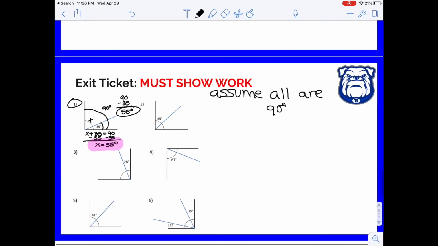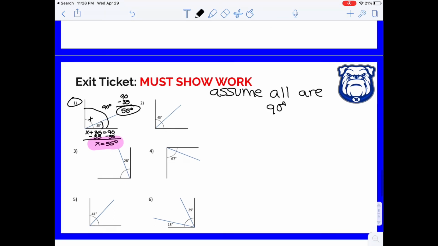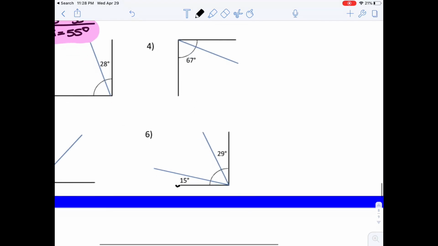Okay? You need to do that with 2, 3, 4, 5, and 6. Okay? 6 is a little tricky, but it's exactly the same. This is still 90 degrees. And we need to figure out what this piece in the middle is. Okay?